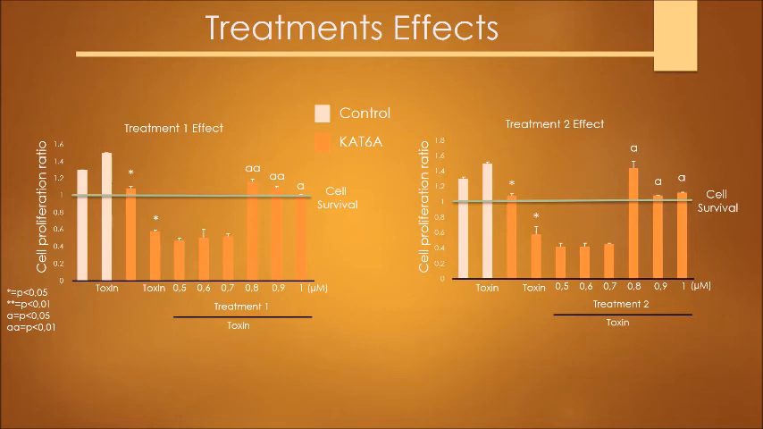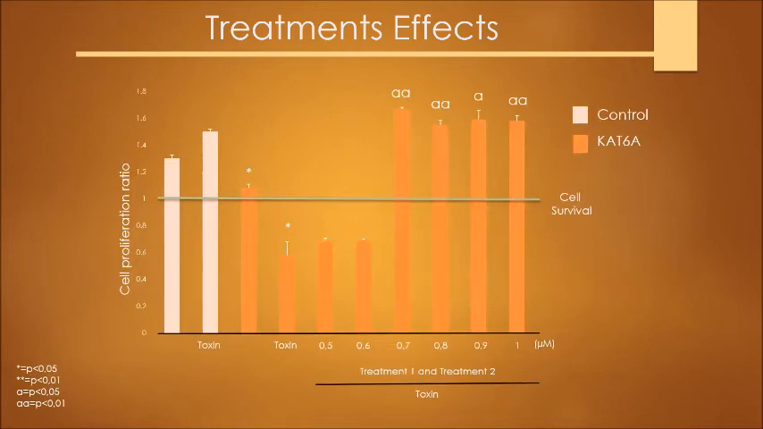So we found three treatments, and when we use two of them in synergy together, we could show that the concentration of both treatments is lower than when we use only one or only the other. So as we can see in this bar graph, at 0.7 micromolar, the KAT6A cells survive. Besides, we see that there are more cells than before.